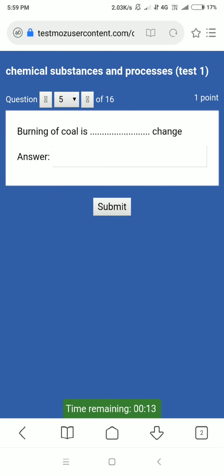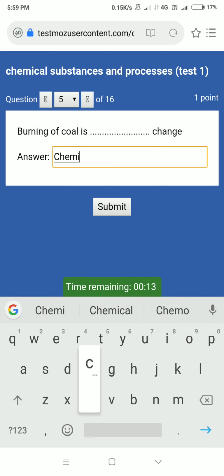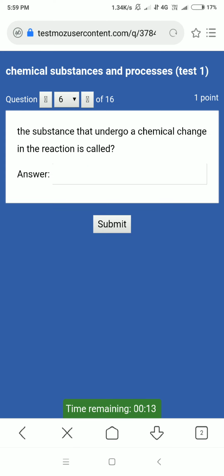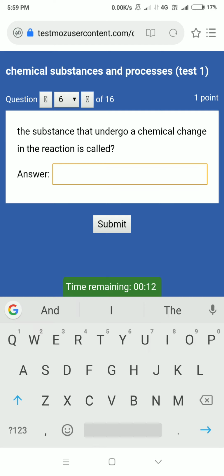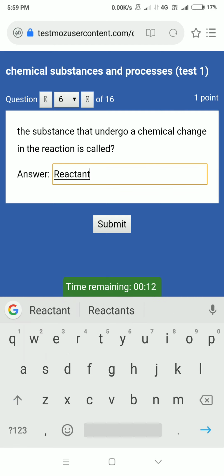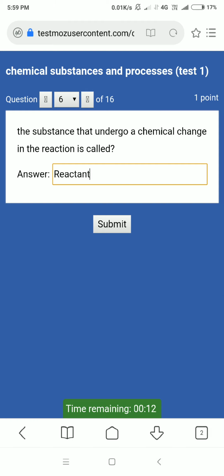Right? Now the next question is burning of coal. Burning of coal, as you know, during burning of coal, ashes are produced, and the change will be chemical, not physical, because a new product is formed during the reaction. The substance that undergo a chemical change in the reaction is called. During any chemical reaction, the substance which undergo chemical change is the reactant, and the new substance which is formed during the reaction is product.